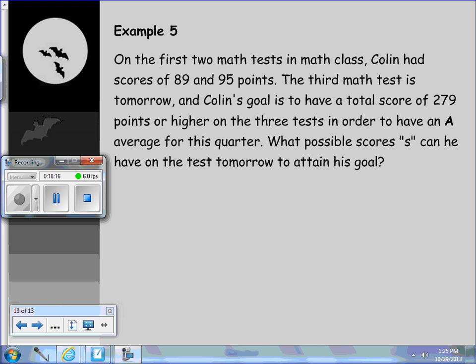Okay, in this word problem, on the first 2 math tests in math class, Colin had scores of 89 and 95 points. The third math test is tomorrow, and Colin's goal is to have a total score of 279 points or higher on the 3 math tests in order to have an A average for this quarter. What possible scores, S, can he have on the test tomorrow to attain his goal?